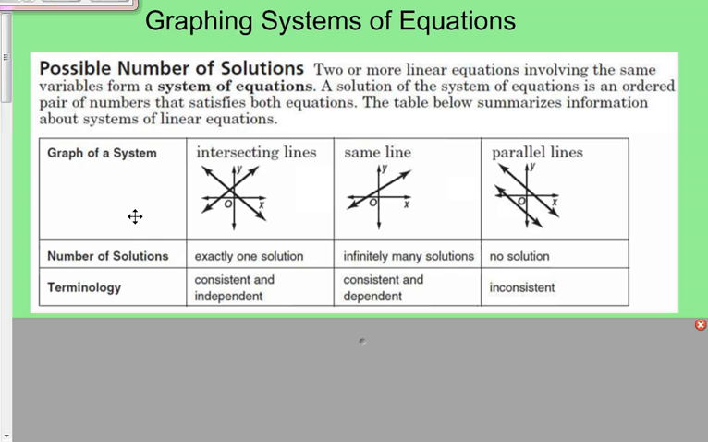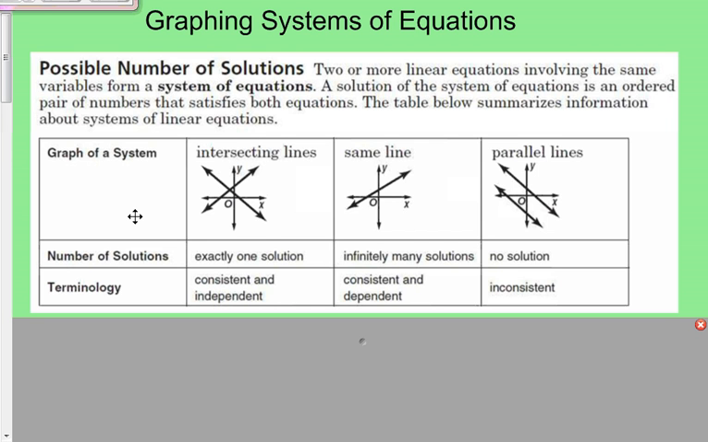Welcome, class. Today's lesson is called Graphing Systems of Equations. A system of equations is what you get when you graph more than one line. So that's how the definition reads: two or more linear equations involving the same variables form a system of equations.